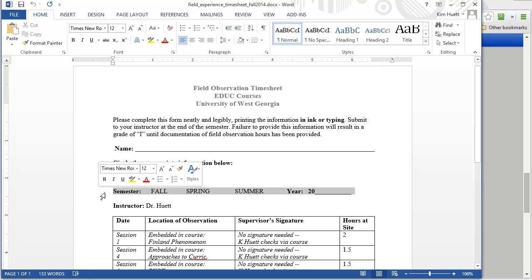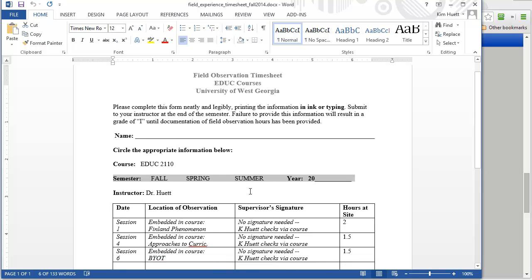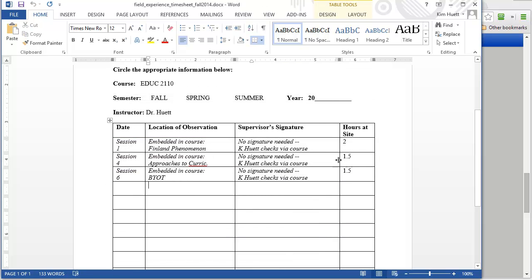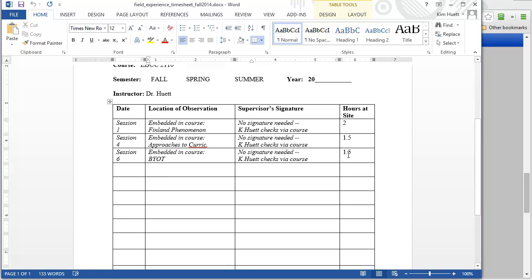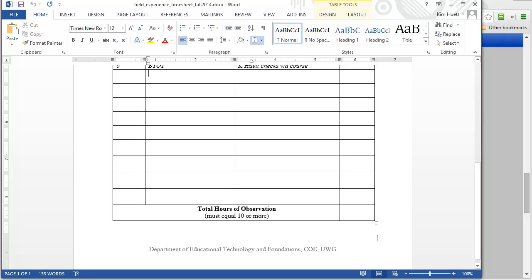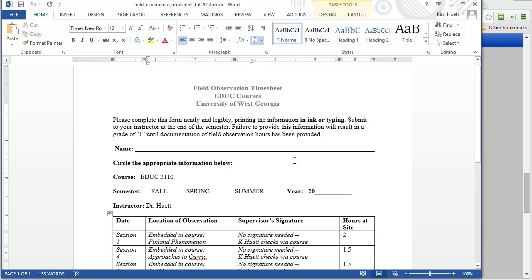Tell us the semester and the year. I've already filled out the instructor for you. I've also filled out the first 5 hours for you. No signature is needed from me because I can check in the course through various methods. I've tallied the hours over here off to the right, and eventually you're going to add line by line the face-to-face field experiences that you do, and then you need to tally the hours. The hours here should equal 10 or more. This is a document that you will be turning into the Dropbox, so you've got to figure out how to do that.